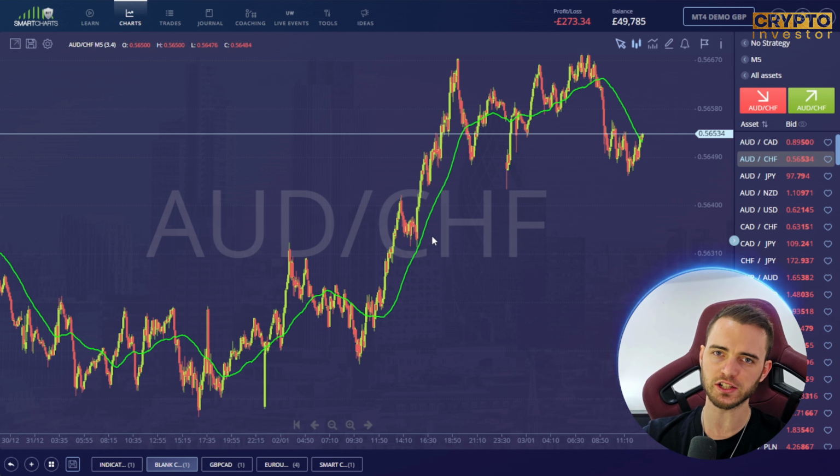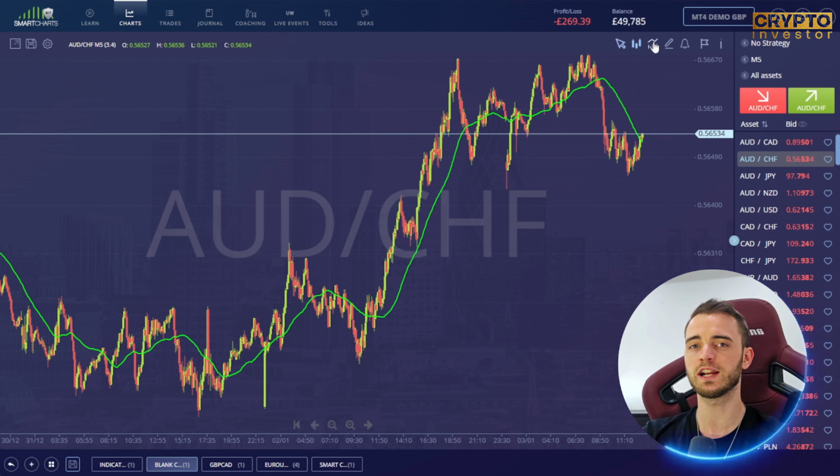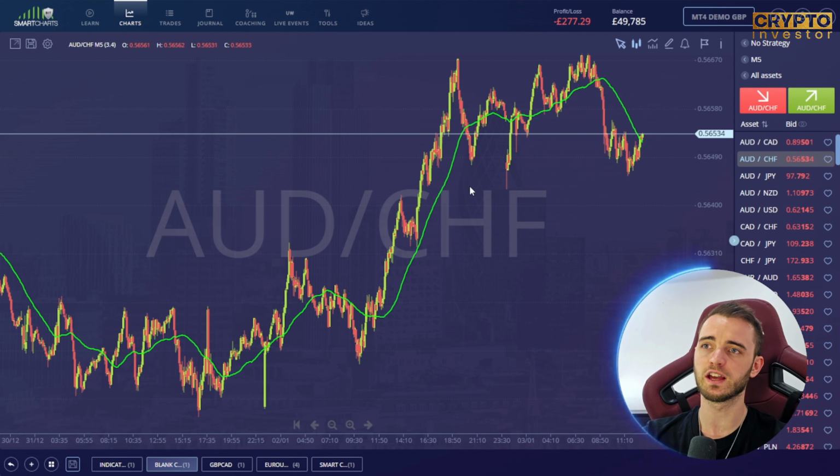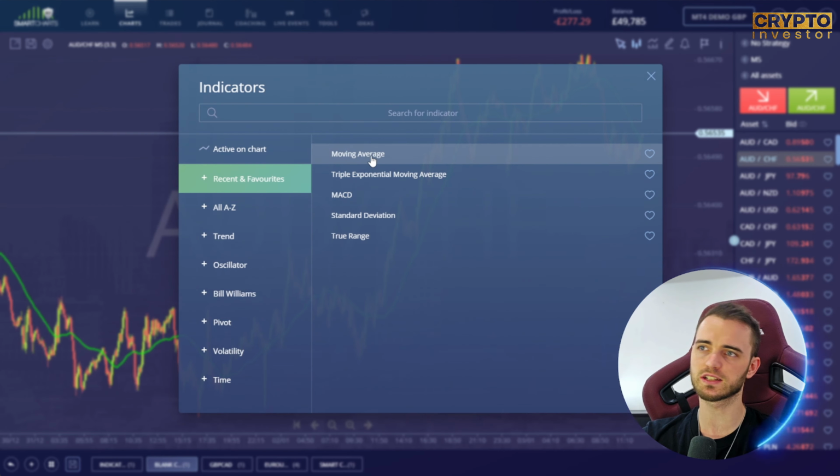Some people prefer exponentials, some people don't. I like to vary mine depending on what asset I am trading. If I'm trading Bitcoin, I will typically use exponentials. If I am trading normal Forex assets, I will typically use simples. But for this example, let's try and make a trading setup here, and let's just see how it goes.